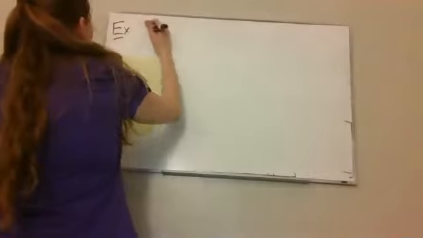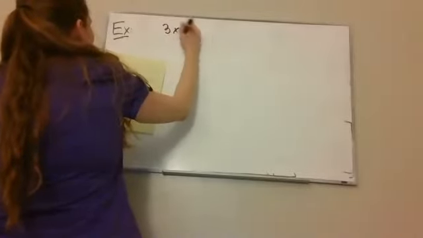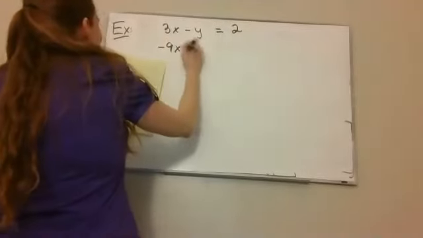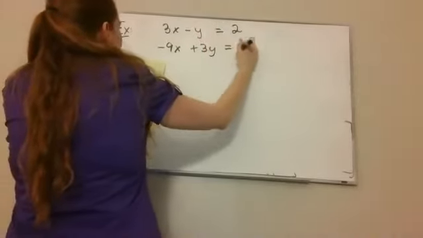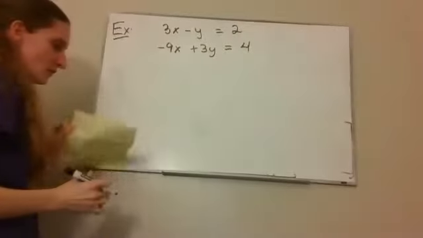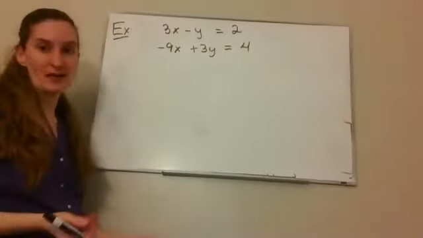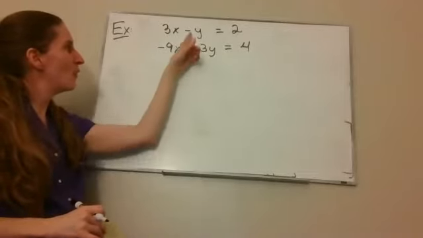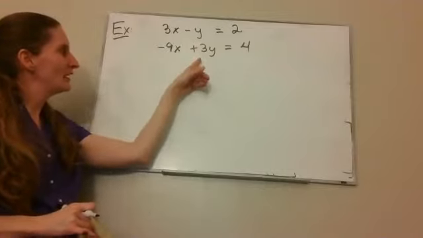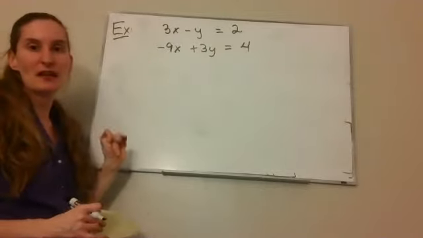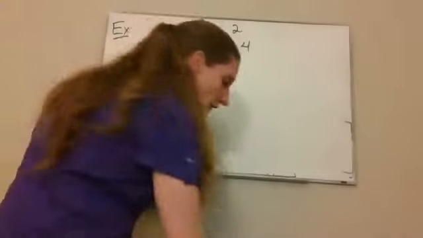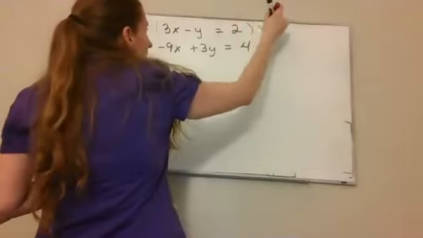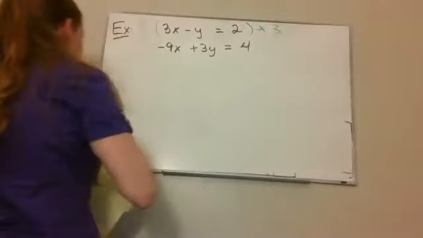So let's solve 3x minus y equals 2, and negative 9x plus 3y equals 4. So again, I'm going to use elimination on this one. The first thing I notice is that my y's are opposite sign, and if I multiply my top equation by 3, they'll have opposite coefficients. So let's multiply the top equation by 3, and I'll leave the bottom equation alone.